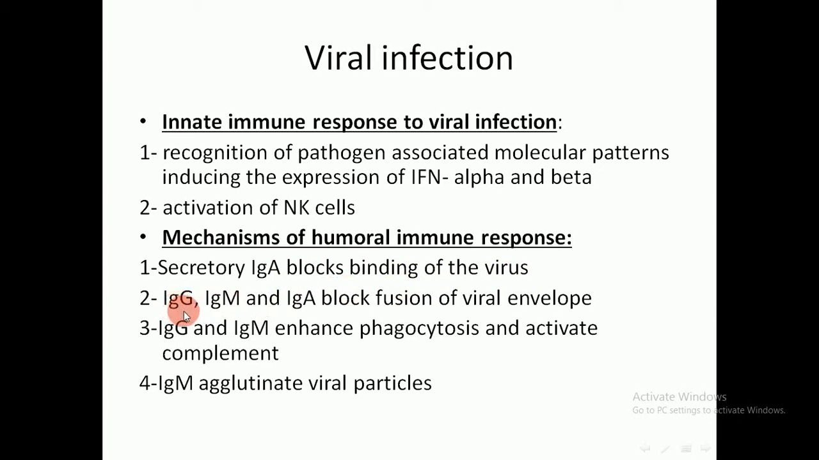The other antibodies are IgG and IgM, and they block the fusion of the viral envelope with the host cell. In the primary immune response, IgM is produced, while in the secondary immune response, IgG. These two antibodies block the viral fusion with the host cell. IgG and IgM enhance phagocytosis and activate the complement. Also, IgM has another function, which is to agglutinate the viral particles.